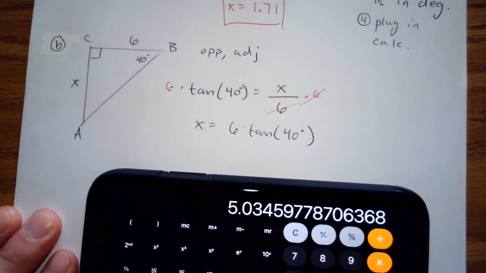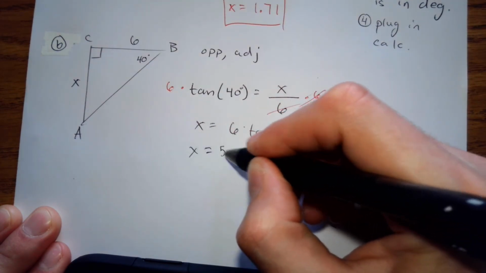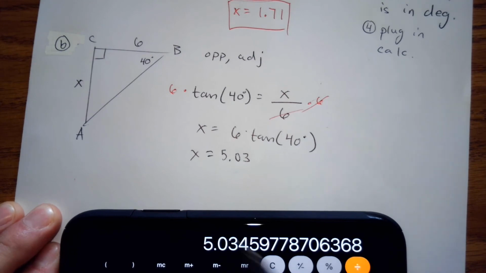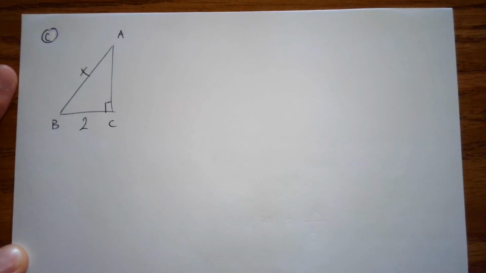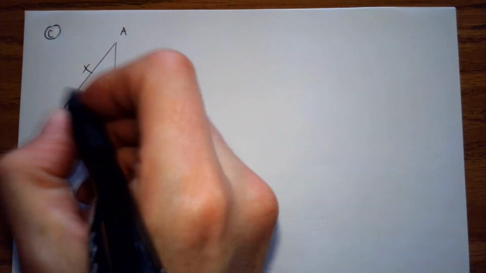So this is 5.03, and we don't round up at all. So we have the same instructions. Something a tiny bit different happens here, though. Tiny bit. Yeah, I forgot to write this.